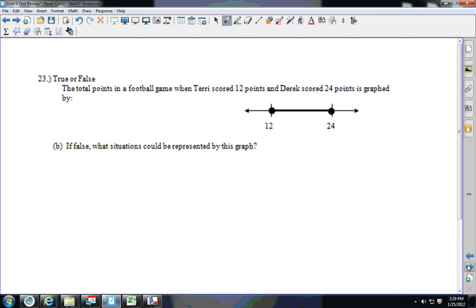Okay, the next one, it says the total points in a football game when Terry scored 12 points and Derek scored 24 points is graphed below. They want to know, is this true or false? Okay, right here it has a line that's saying that the total points in a football game when Terry scored 12 and Derek scored 24. Well, if they were on the same team, the smallest amount you would have is 36. So this cannot be right. This is false. It says if false, what situations could be used by this graph?